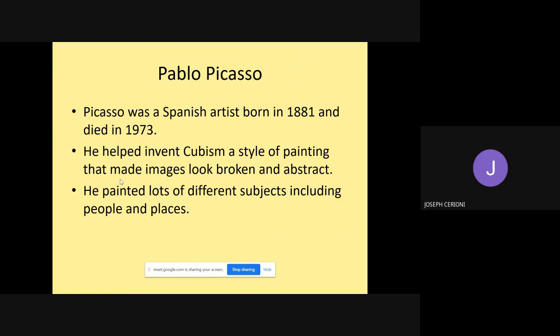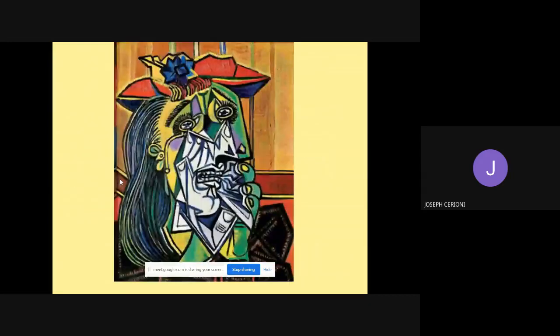He painted lots of different subjects, including people and places. So examples of some of his work. This is a really good picture just to talk about his style. It is called The Weeping Woman, and it is of a lady who is crying. Now, she does not look realistic. It is an abstract picture, and you could see that there are the eyes, there is the mouth, that is the tears running down there.